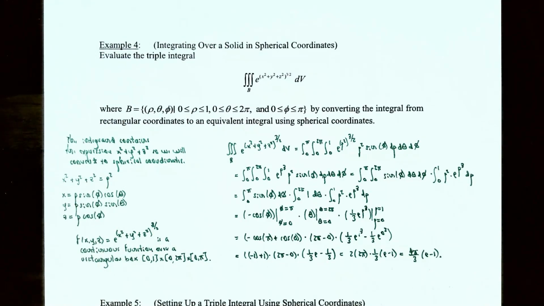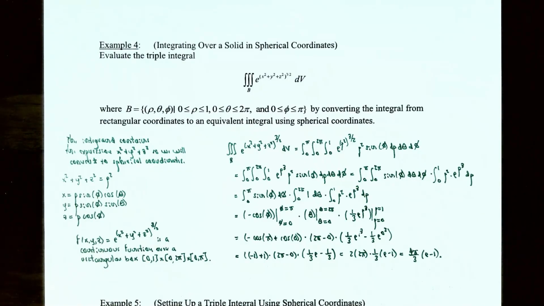So notice in the integrand, you have x squared plus y squared plus z squared in the exponent of base e. That's a good sign that we should use spherical coordinates. And this region that we're integrating over is already being described in terms of spherical coordinates. So let's take x squared plus y squared plus z squared, and we'll convert to spherical coordinates. X squared plus y squared plus z squared was equal to rho squared.